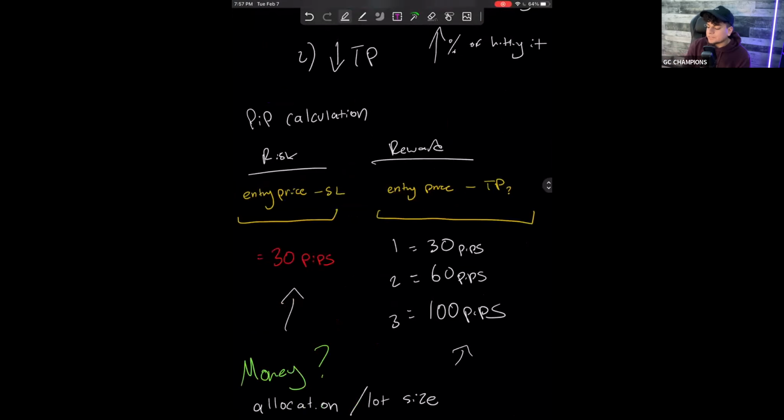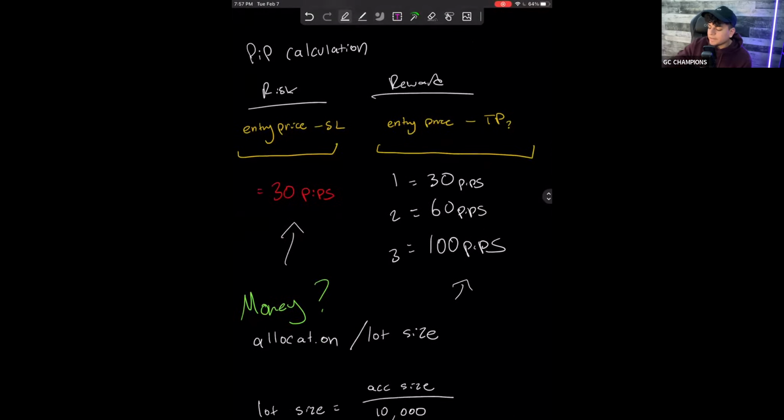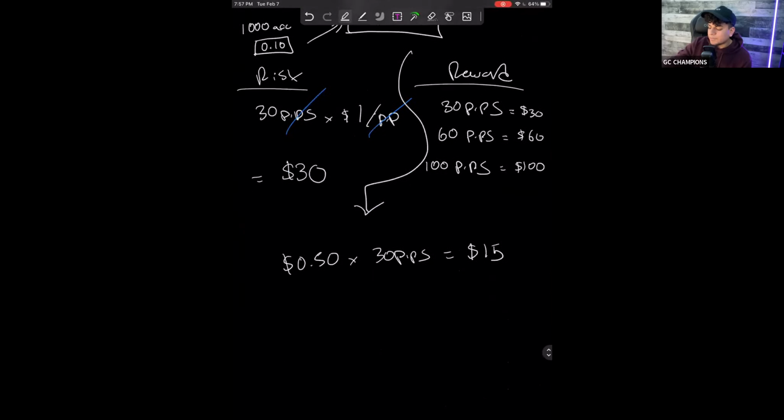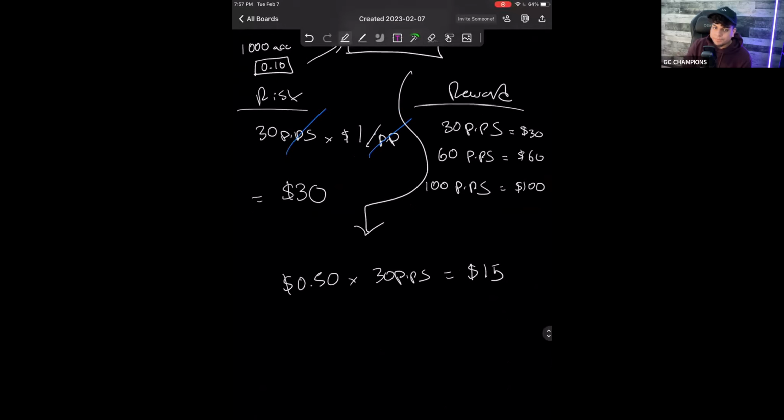Pip calculation. My risk is entry price to stop loss. My reward is entry price to take profit, right? We calculate those numbers. And using my allocation, lot size, and the dollar per pip value, I can find out how much I'm actually winning or losing. Okay? So that should all make you successful in mastering the trade alert. This is why I call the training that specific thing.